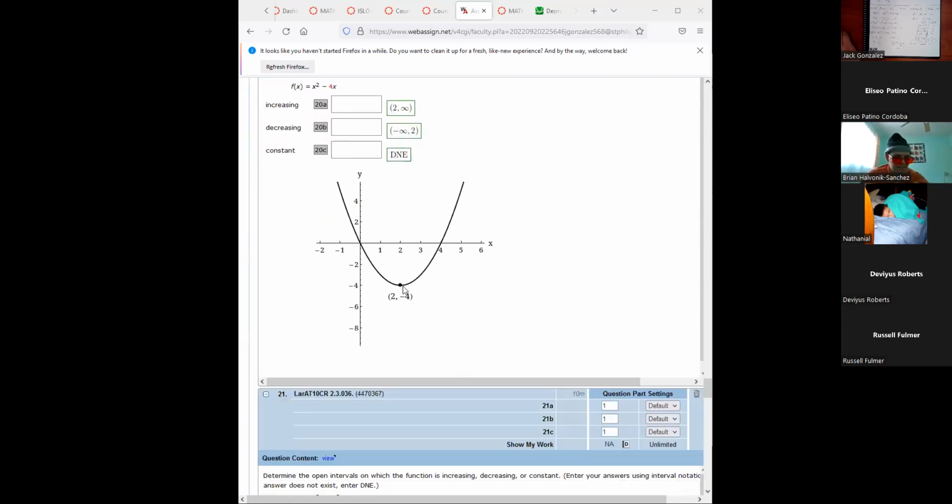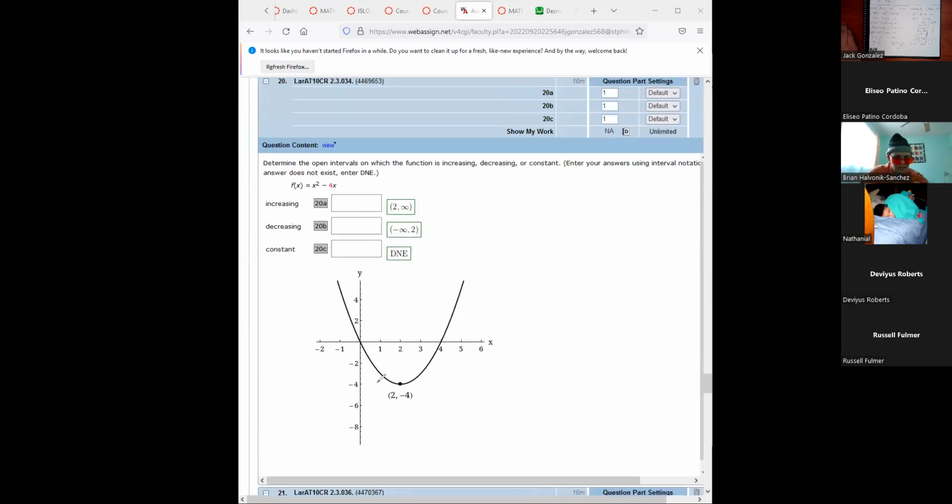Okay, so look at this guy here. This is a more interesting problem. Over here, I'm driving my little car, right? Decreasing, decreasing, and then suddenly right here, constant. And then right after, my car's pointing upward, increasing. So visually, we should say that it's increasing from this X value here until infinity, because it keeps going upward forever. And I have another question.